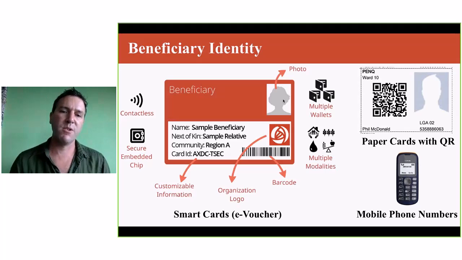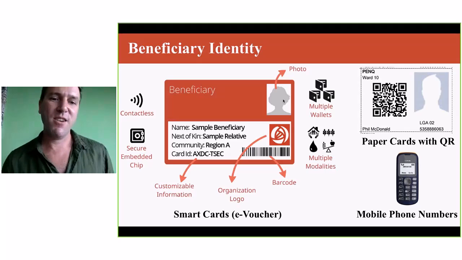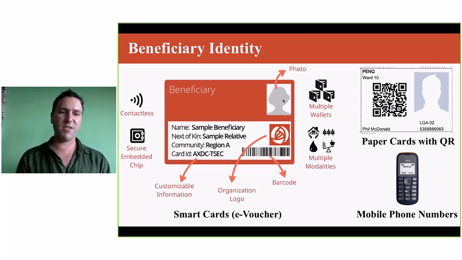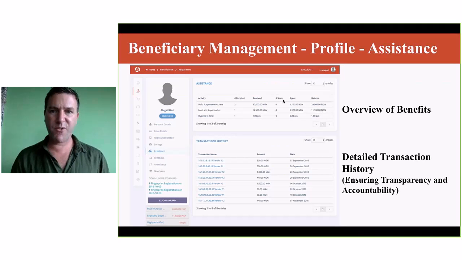So that, I think, going forward is an important feature for future large-scale emergencies, where many NGOs will be coming in with their own systems. And in this case, you can just have the one card, hopefully serve all. But that's down the line. So that's the card, and it's contactless, and it's got its secure embedded chip. And on our management profile, you'll always have an overview of your beneficiaries and a detailed transaction.